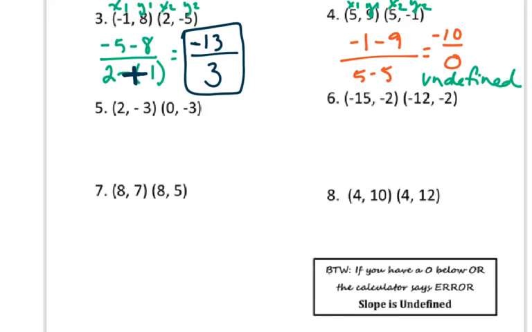It would drop down 10. But it would not run any. So it would look like this. It just drops down. It's an undefined slope. It looks like the side of a U. So by the way, if you have a 0 below or the calculator says error, it means the slope is undefined. Wouldn't work.